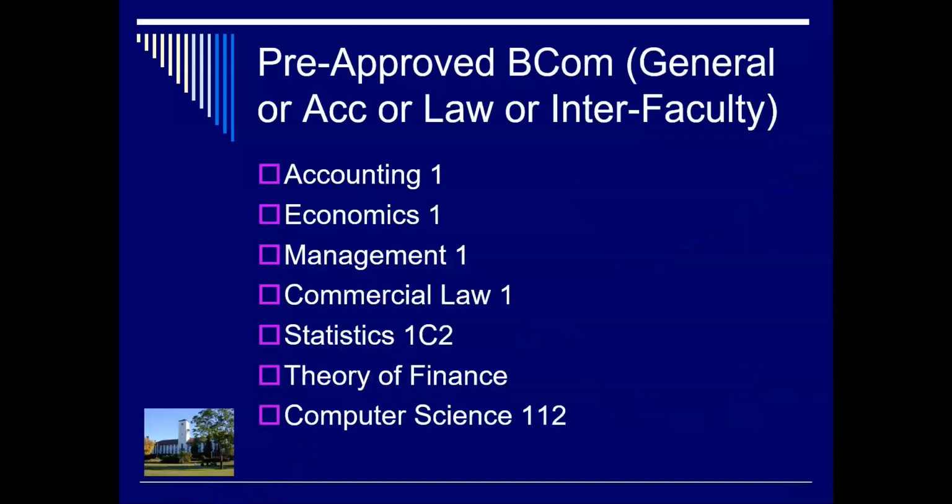The pre-approved BCom, whether you're doing a general BCom, an accounting, law, or interfaculty, comprises the following subjects: Accounting 1, Economics 1, Management 1, Commercial Law 1, Statistics 1C2, Theory of Finance, and Computer Science 112. That's what I'm going to give you as a pre-approved standard curriculum. Let's see what changes you might have to make, depending on whether you're doing the general, the accounting, the law, or the interfaculty variant. Let's go and have a look at that.